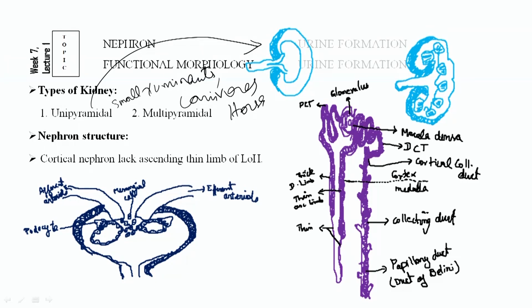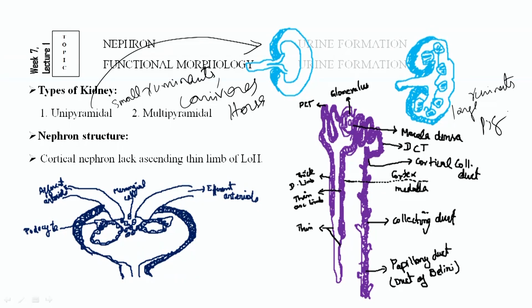That means multiple papillae are absent. Whereas if multiple papillae or multiple pyramids are present, then that kidney is called a multipyramidal kidney, which is normally present in the large ruminants and in pig. So in these species you will find the multipyramidal kidney.